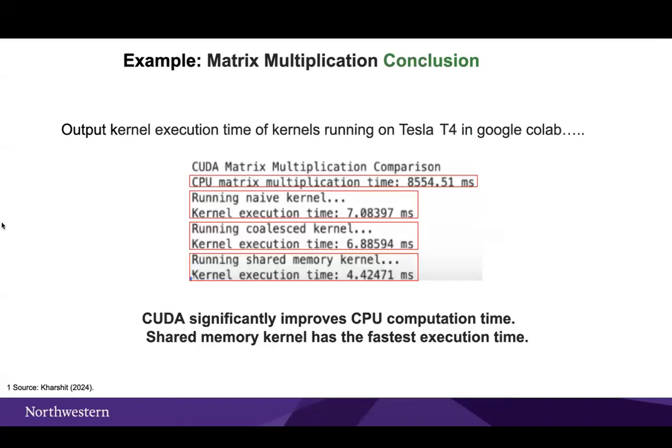The output shows the execution time of matrix multiplication on an NVIDIA Tesla T4 GPU, a popular data center GPU designed for AI acceleration and HPC. The results show that CUDA kernels significantly improve performance over CPU-based computation. The CPU one takes over 8 seconds, while the shared memory one runs in just 4.42 milliseconds. So the shared memory kernel has the best performance, followed by the coalesced and then the naive kernels.